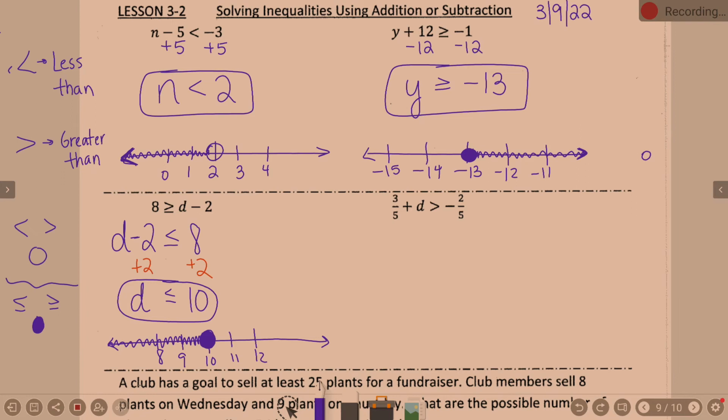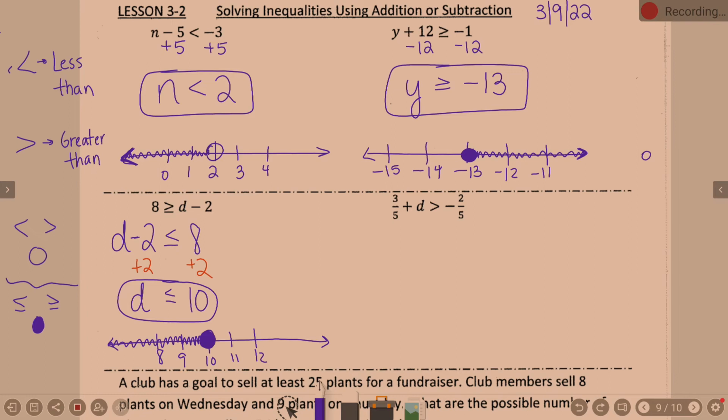Okay. If you had not flipped the sides, so if you ended up with like 10 greater than or equal to D, you have to be careful about your shading. As long as you just say, okay, I have my D on the left. Oh, it's less than, I shade left. It's greater than, I shade right.